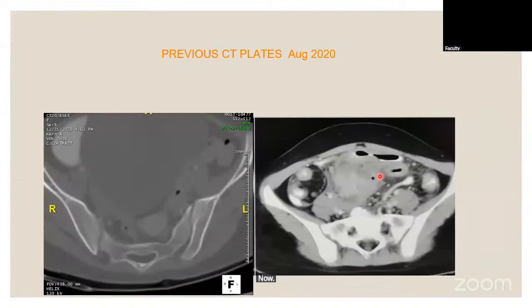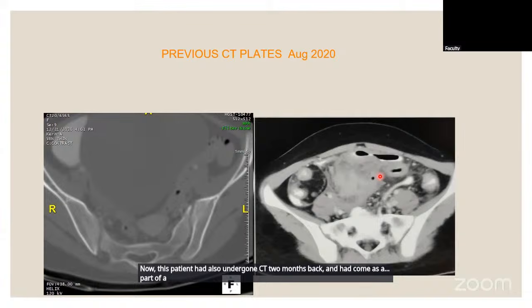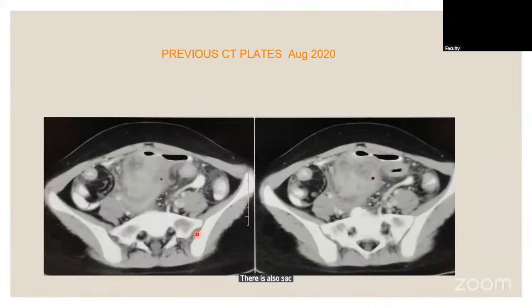Now, this patient had also undergone CT 2 months back and had come as a part of disease activity monitoring. There is also sacroiliitis in this patient. Now, this scan dated 2020 shows that the phlegmon shows multiple air foci.